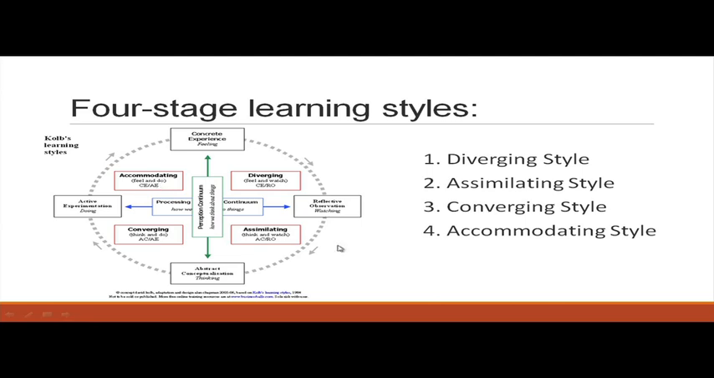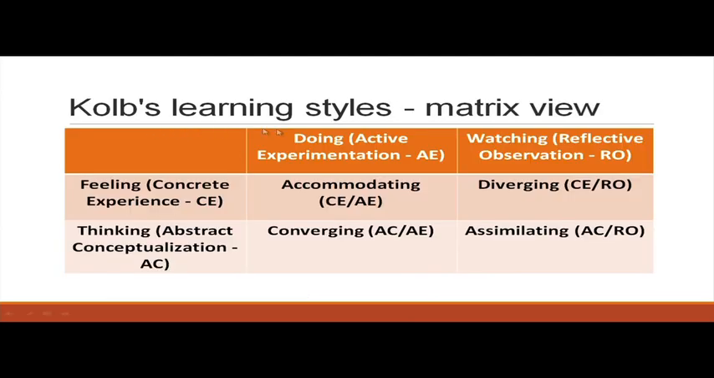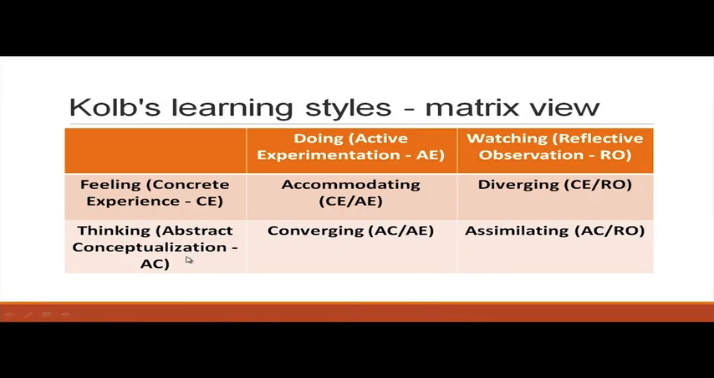So, there are 4 different learning styles: diverging style, assimilating style, converging style, and accommodating style. In that matrix I can see here feeling, concrete experience, doing, active experimentation. So, accommodating is CE and AE. Watching, that is reflective observation, here feeling and watching, that is the diverging style. Thinking and doing, that is the converging style, and thinking and watching, that is the assimilating style.